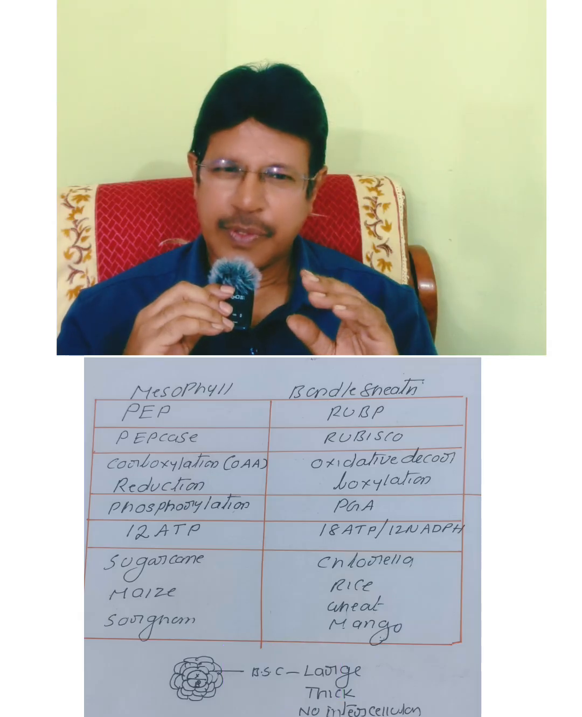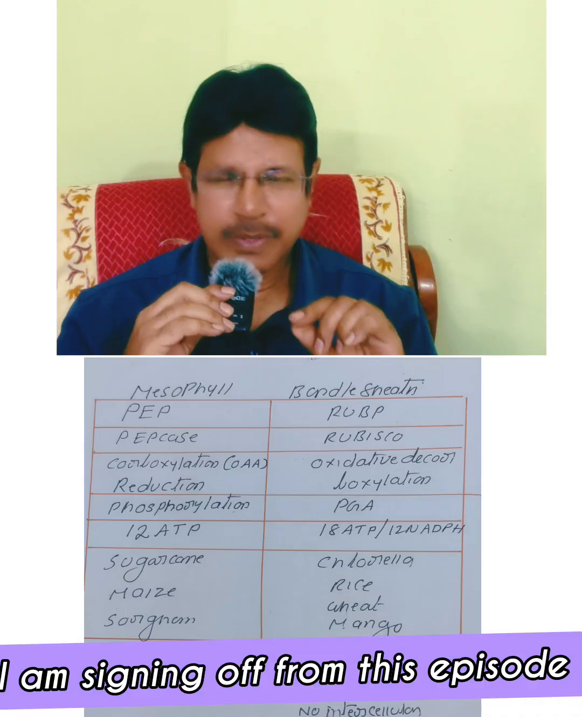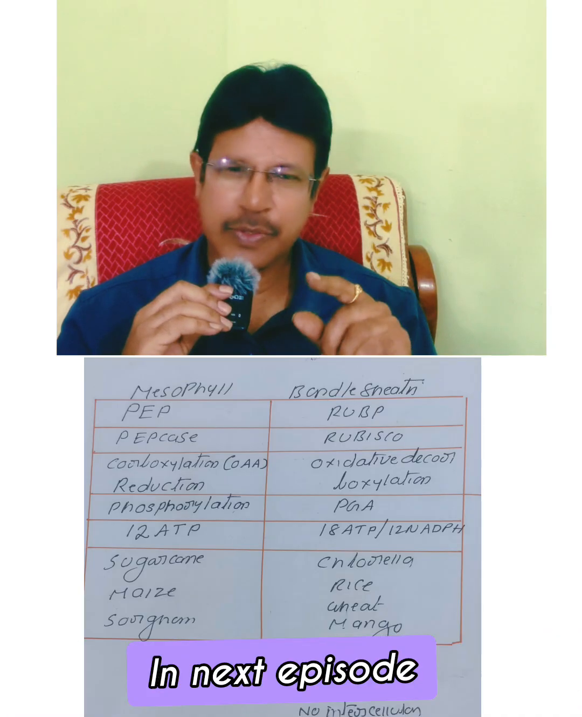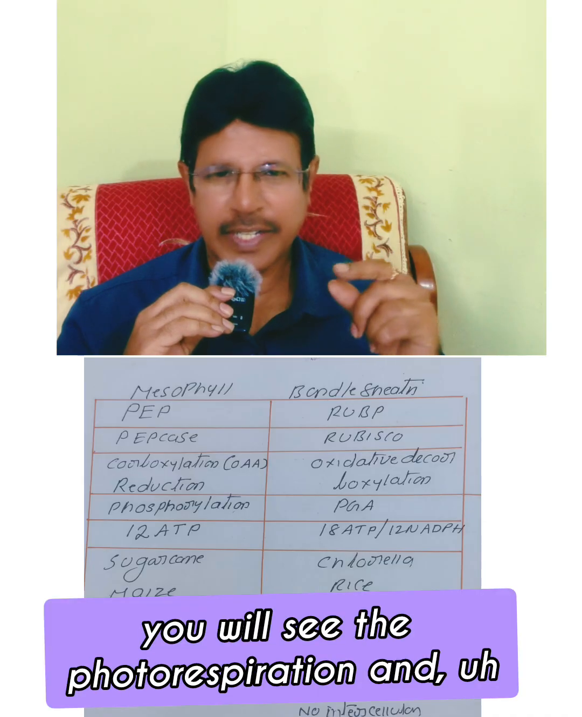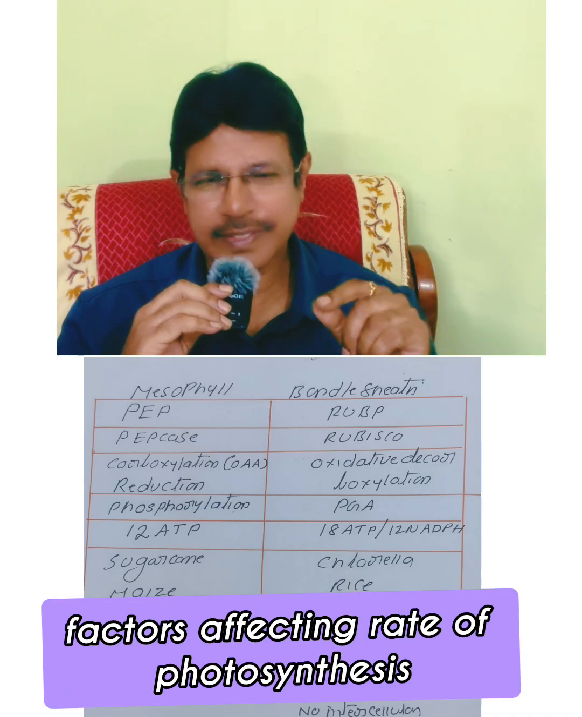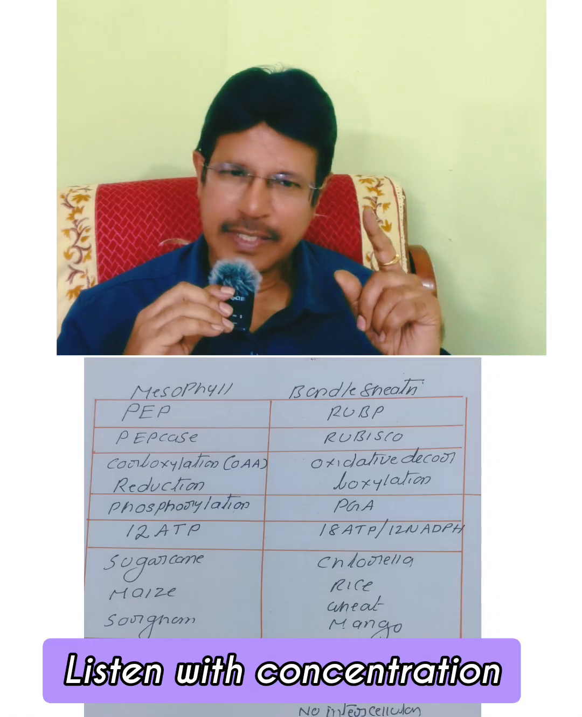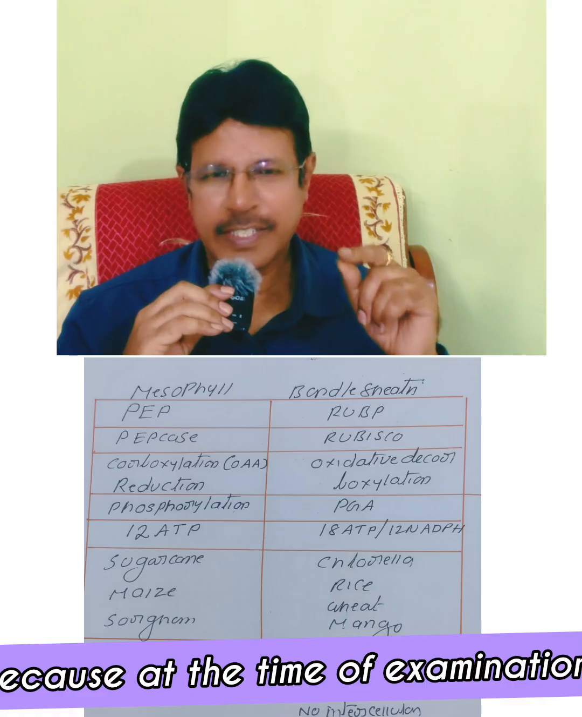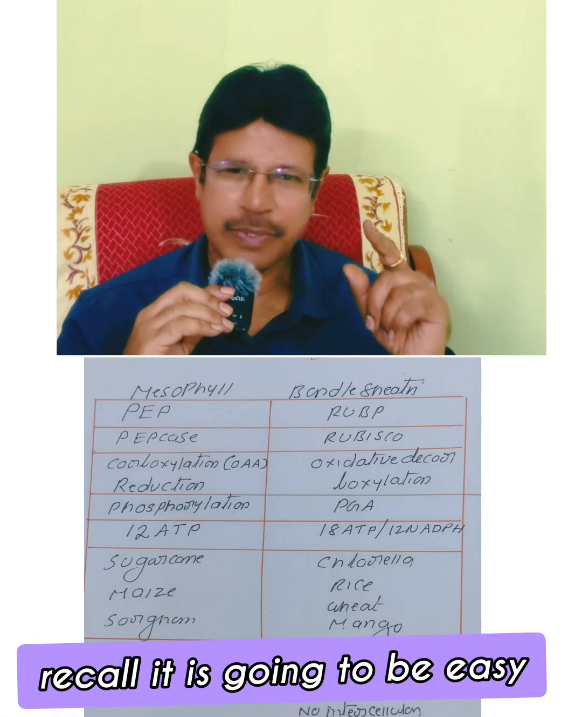Next. So I am signing off from this episode. We completed the C4 pathway. In the next episode, you will see photorespiration and factors affecting the rate of photosynthesis. Listen with concentration, connect to the concept, because at the time of examination, recall is going to be easy.